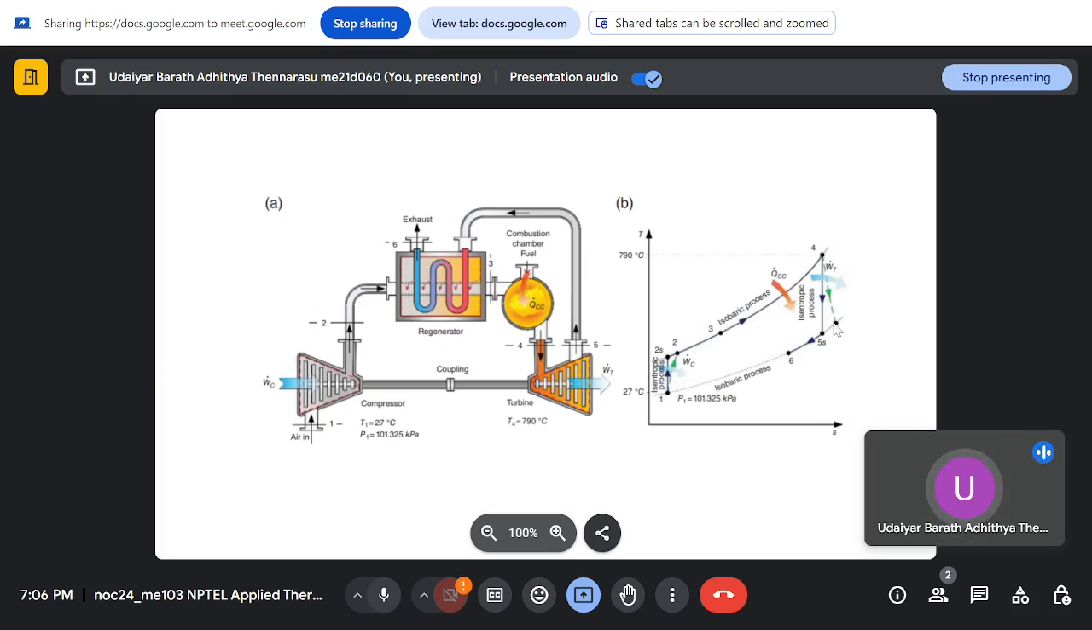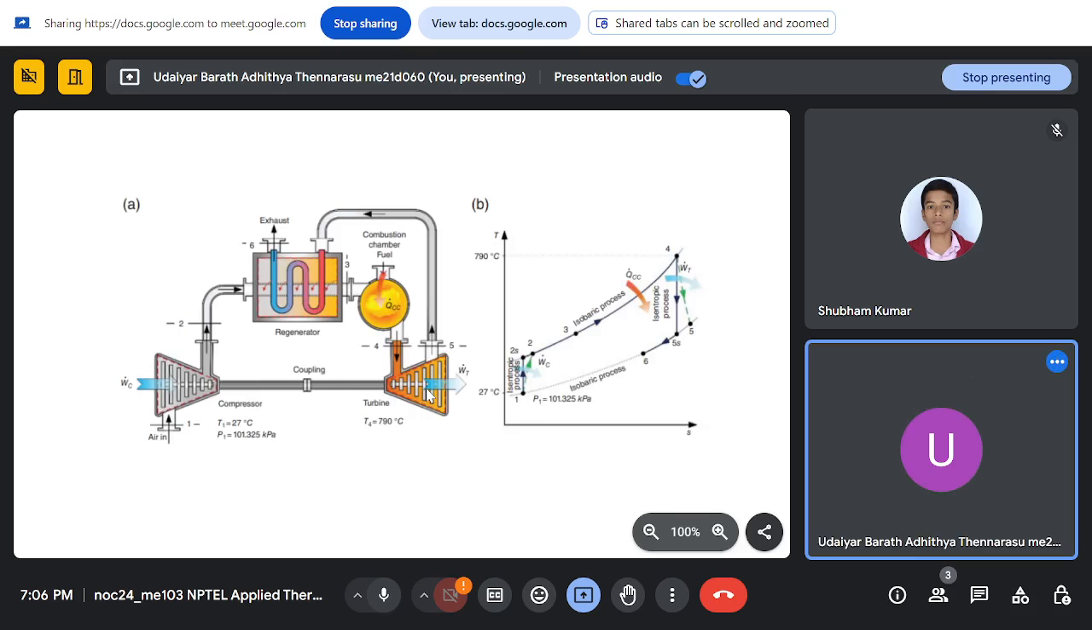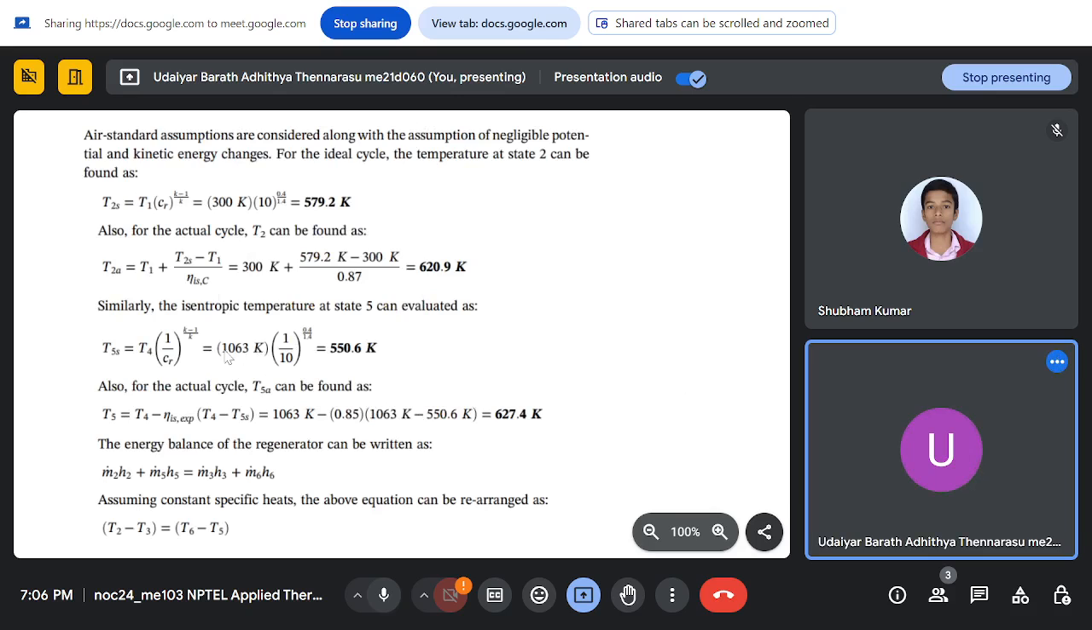Similarly, the isentropic temperature at state 5 can be evaluated. State 5 is your exit of the turbine, so T5S is T4 into similarly 1 by pressure ratio to the power gamma minus 1 by gamma. Your T4 is given as 790 degrees Celsius, so 790 plus 273, which is 1063 Kelvin. So that comes out to be T5S as 550.6 Kelvin.